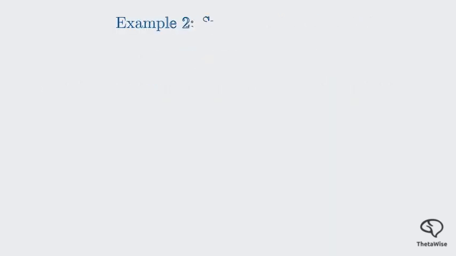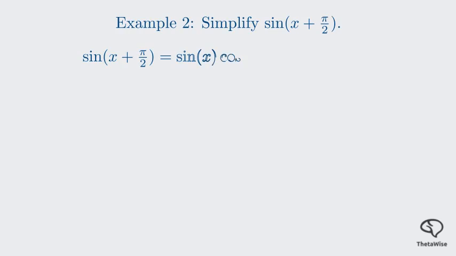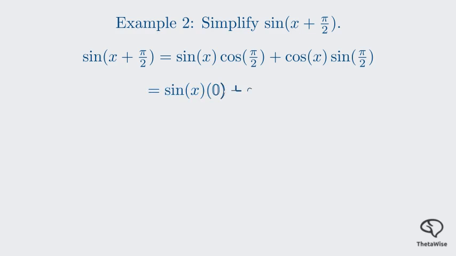Example 2. Simplify the expression sine of x plus pi over 2. Using the sine sum formula, this is sine of x, cosine of pi over 2, plus cosine of x, sine of pi over 2. We know that cosine of pi over 2 is 0, and sine of pi over 2 is 1. So the expression becomes sine of x times 0 plus cosine of x times 1. This simplifies to just cosine of x. This is a very important identity that shows how sine and cosine are related by a phase shift.